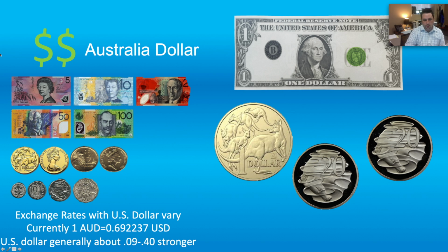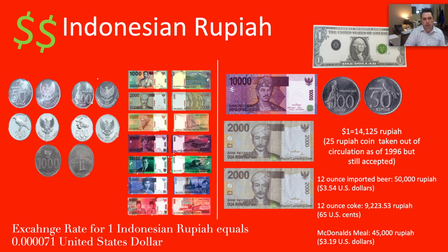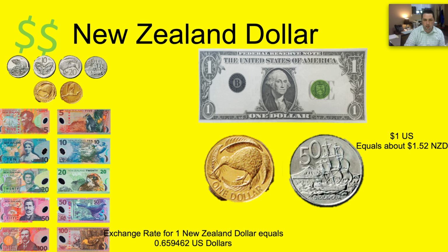I want to briefly discuss currency exchange rates. You can see the United States dollar is slightly stronger than the Australian dollar. With $1 US, you can get $1.40 in Australia. The big disparity in exchange currency in the oceanic region is going to be with the Indonesian rupiah. 1 United States dollar can get you 14,125 rupiah. In New Zealand, about 1 United States dollar is going to get you about $1.52 in New Zealand money.